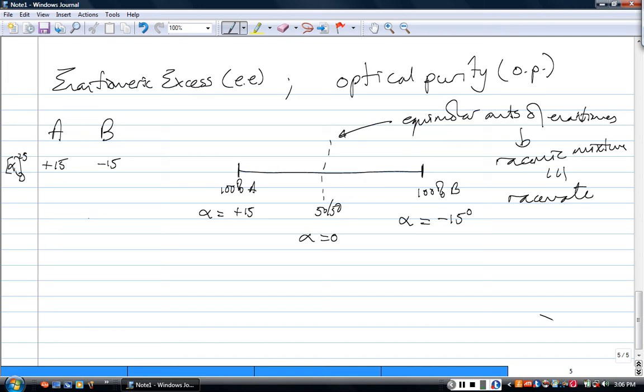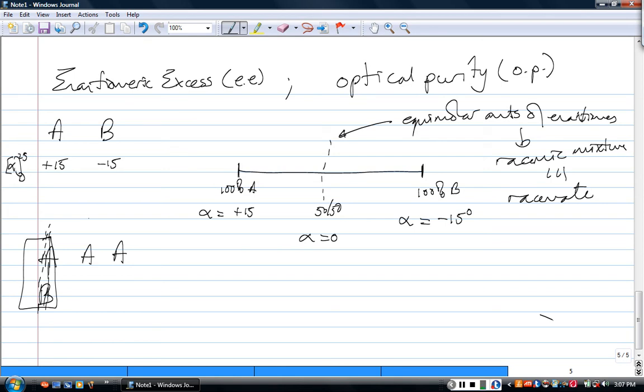So let's answer part of the second question first. Let's say I had a mixture that had three parts of A and one part B. In other words, I have A, and A, and then B. Now, I could assume that this AB represents a racemic mixture, and therefore this unit would have an alpha value of zero. They would cancel each other out. But because I have an excess of the plus rotatory enantiomer, I would expect my mixture to be plus rotatory. So the mixture takes on the rotating direction of whichever enantiomer is in excess.